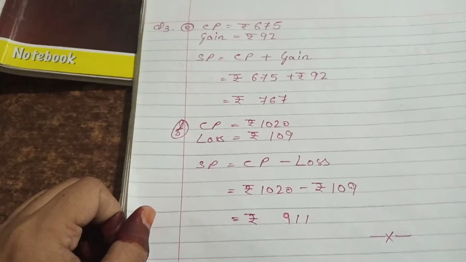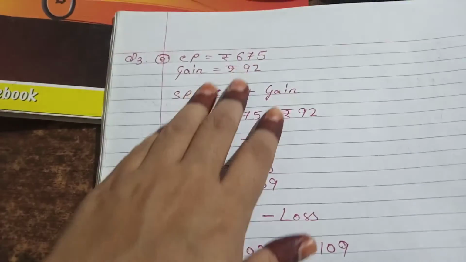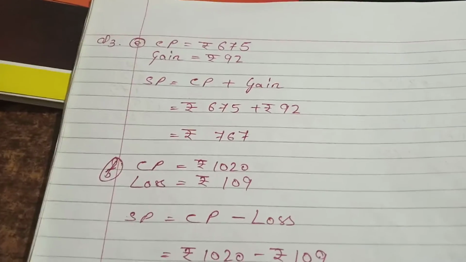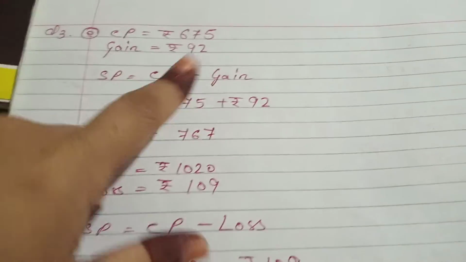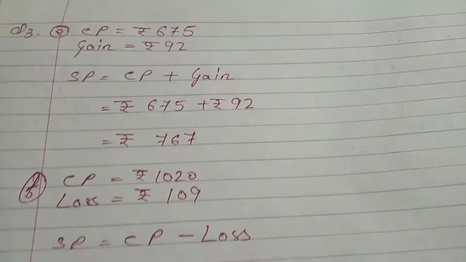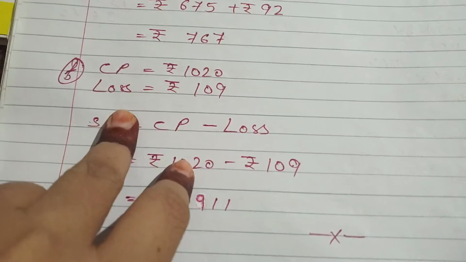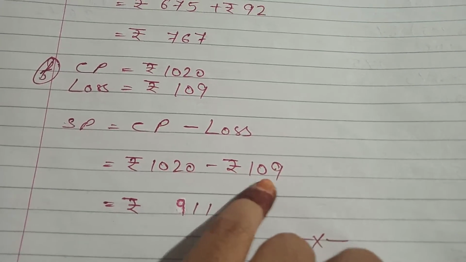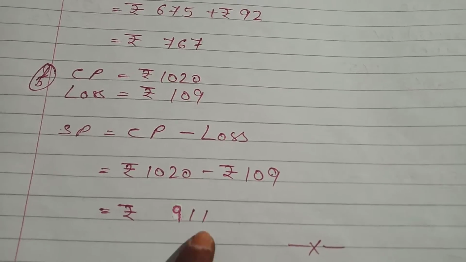Next you see question number 3E. CP is 675 and gain is rupees 92. Now here gain is given, so directly we can apply the formula SP equals to CP plus gain. So it becomes 675 plus 92 gives us 767. Here CP and loss is given, so SP is CP minus loss. So 1020 minus 109 gives us 911.